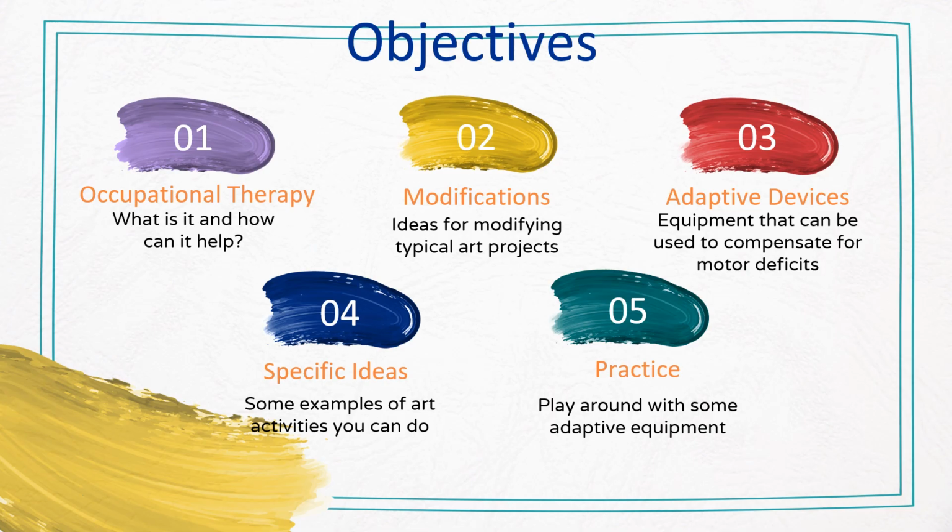So, a couple of objectives for this PowerPoint, real quick. We're going to talk about occupational therapy, what it is, and how it can help. Modifications, so just ideas for modifying typical art projects. Adaptive devices, which is equipment that can be used to compensate for motor deficits. A couple of specific ideas, so just some examples of art activities that you can do with those assistive devices, and some practice, so just some time to play around with some of the adaptive equipment.